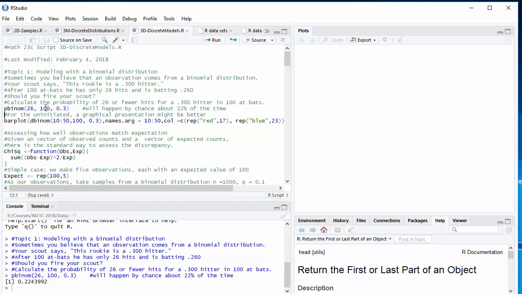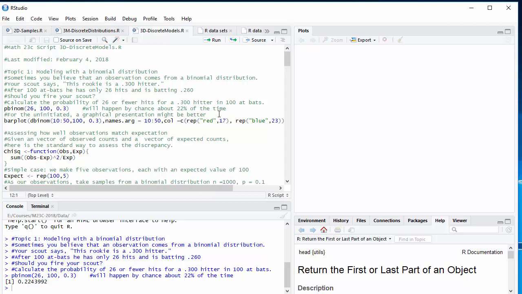Well, the quick way to answer that question is to ask, what is the probability that if you have a binomial distribution with 100 trials, each with a probability of 0.3 of success, that the number of successes will be less than or equal to 26. And what we learn is that that will happen 22.5% of the time. So even if the rookie really is a born .300 hitter, what you observe could happen more than 20% of the time, not a good basis for firing your scout.